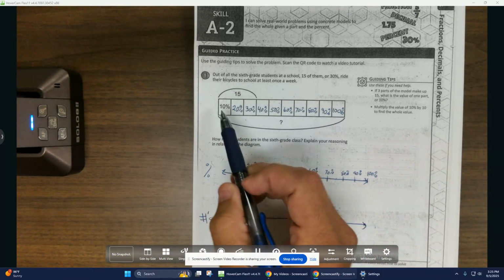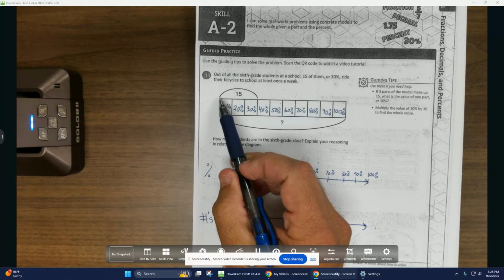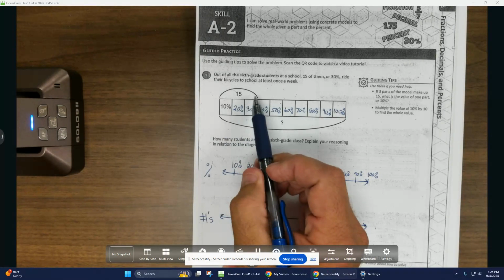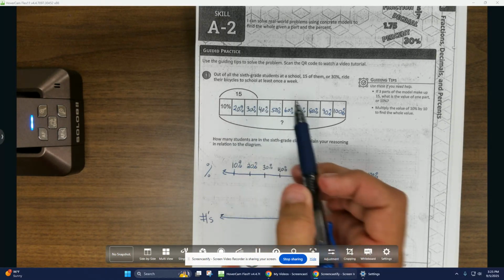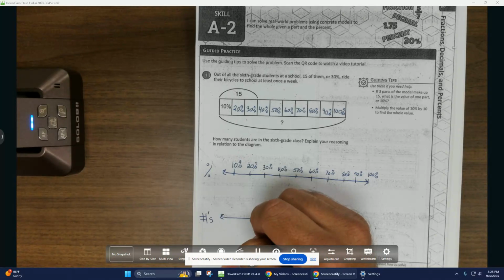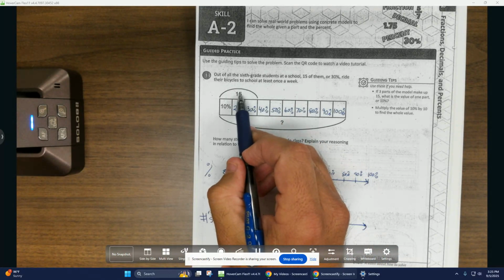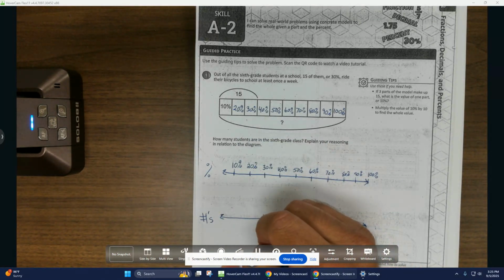Alright, here we go. If you notice in the model, I have a little semicircle that goes from here and ends at the 30% mark. So what that means is that 30%, I have 15. The 15 goes with the 30%.